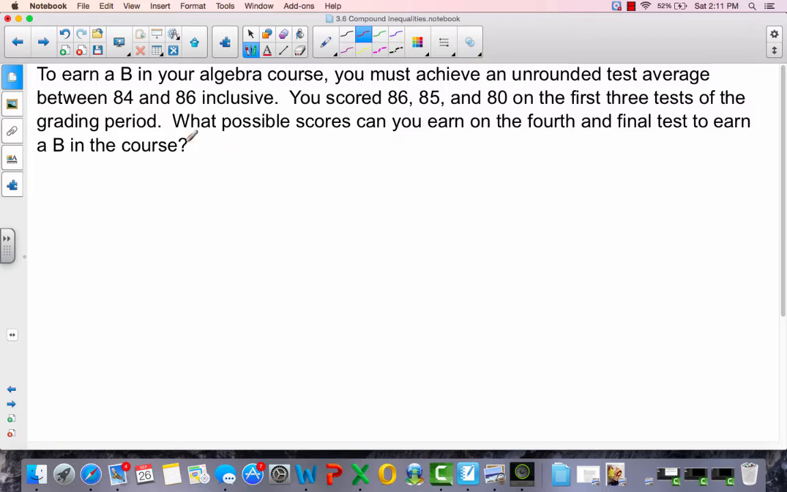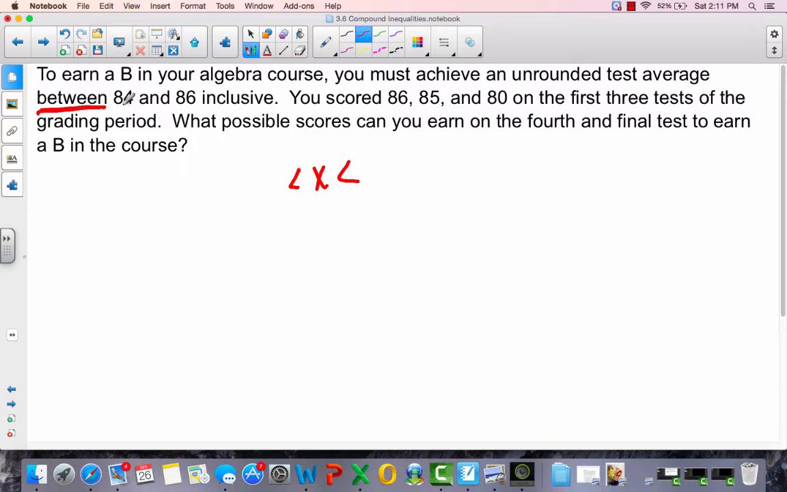Look for a key word in here. I believe I mentioned it to you earlier, the word between. In the previous video, I mentioned to you that when it's between, that means it's an and compound inequality. And you put the x in between the two less than symbols. So in this case, we put the unknown between the two less than symbols.